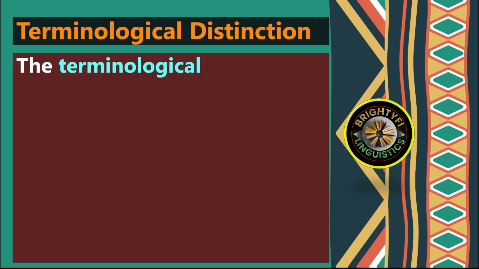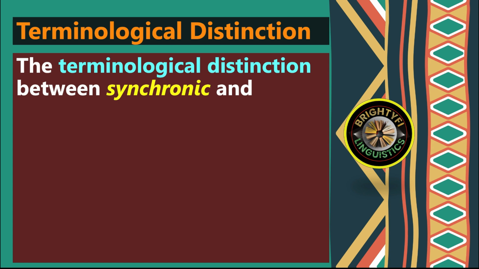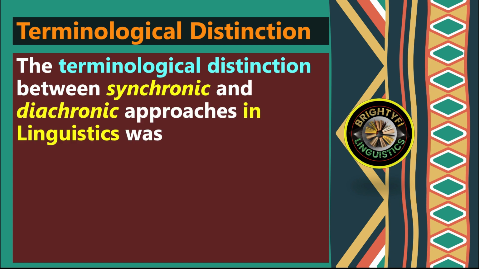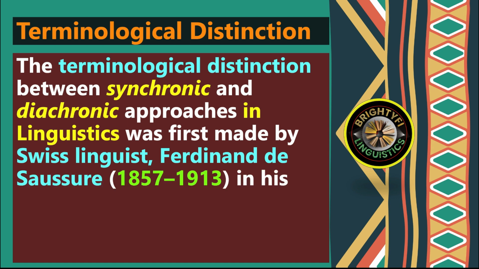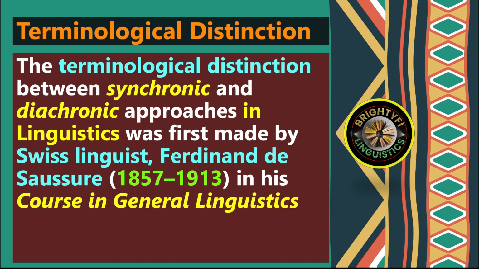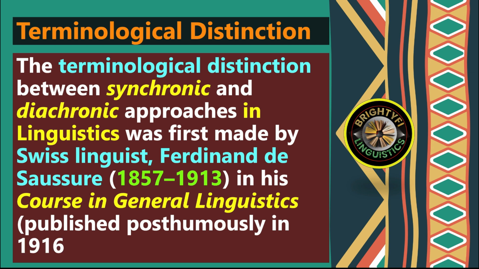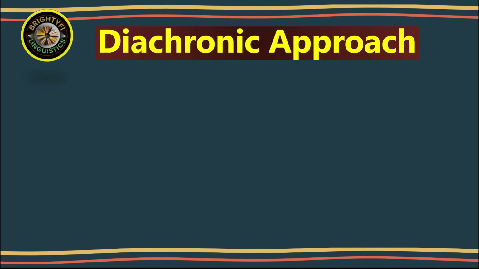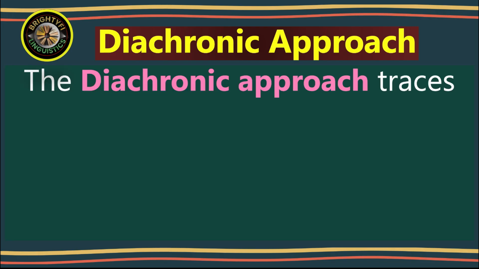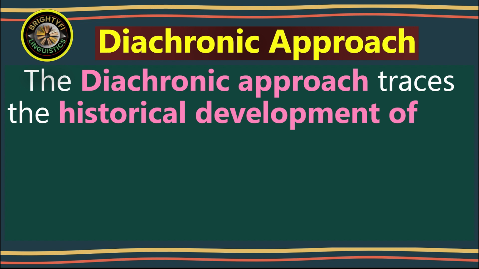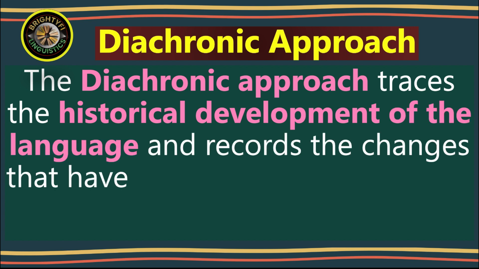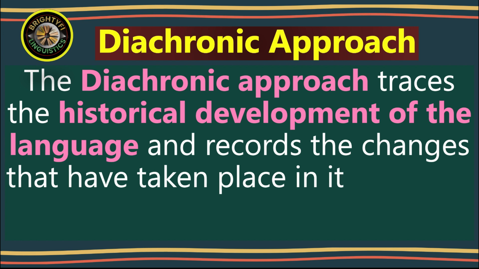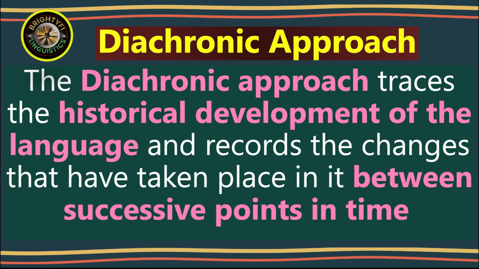Terminological distinction. The terminological distinction between synchronic and diachronic approaches in linguistics was first made by Swiss linguist Ferdinand de Saussure, 1857-1913, in his Course in General Linguistics, published posthumously in 1916. Diachronic approach. The diachronic approach traces the historical development of language and records the changes that have taken place in it between successive points in time.